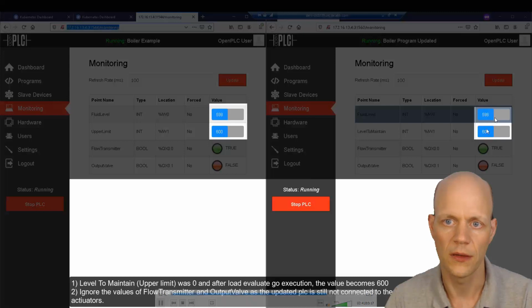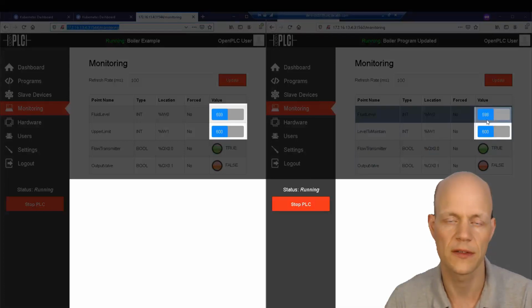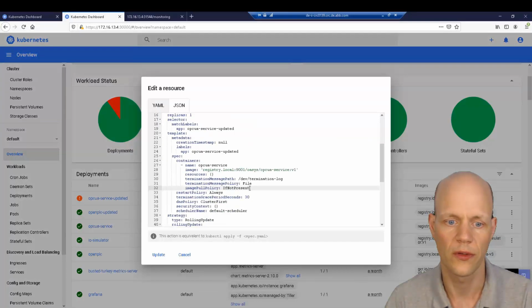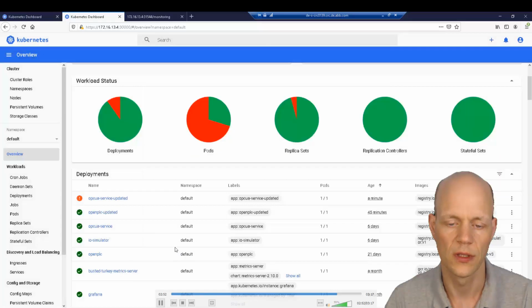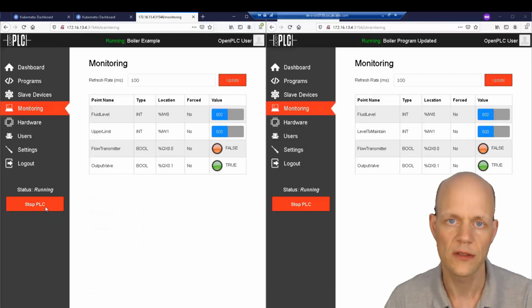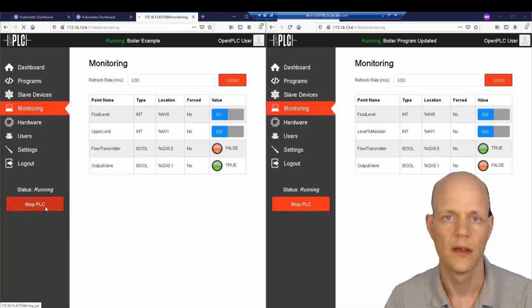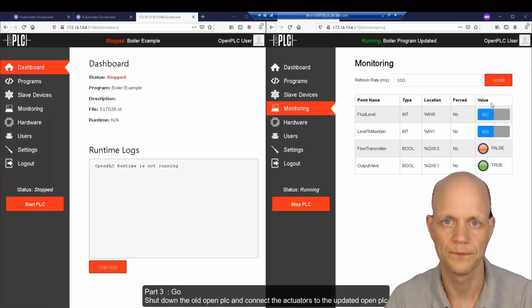And now the updated engine has the same internal variables as the original engine and can continue the execution of the control algorithms. We now switch the actual connection of the updated engine so that it now regulates the valves, and then we can deactivate the original engine. Yeah, the production continues without interruption.